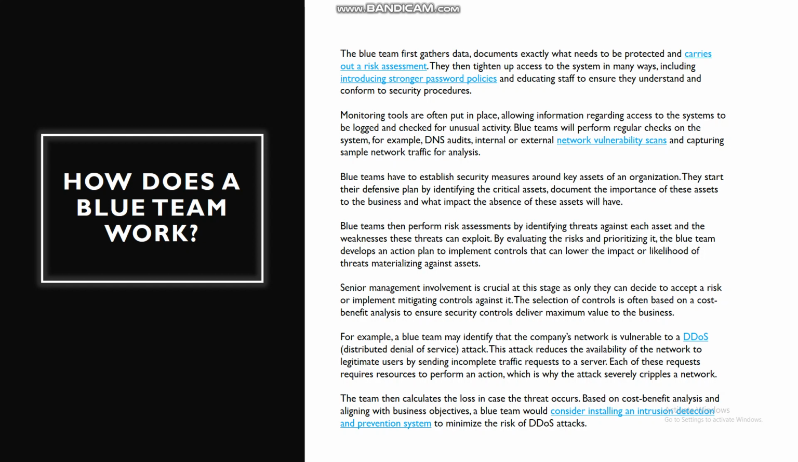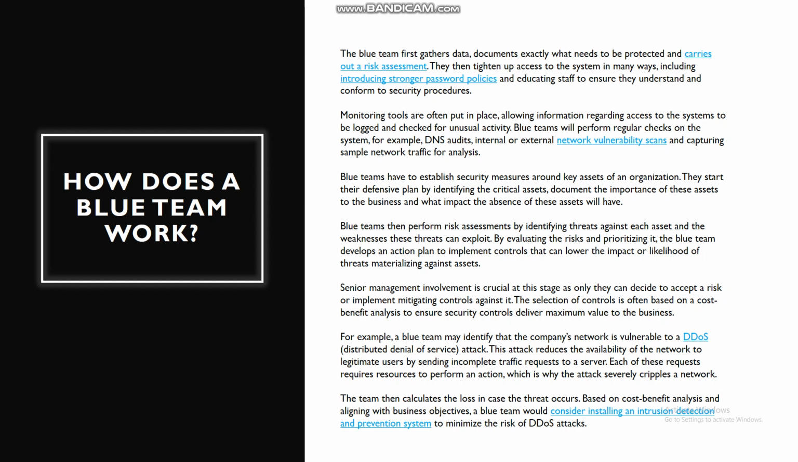So blue team performs risk assessment by identifying threats against each asset and the weaknesses attackers can exploit. By evaluating the risks and prioritizing them, blue team develops an action plan to implement controls that can lower the impact.